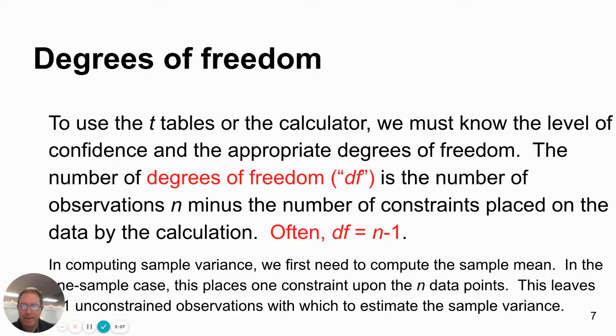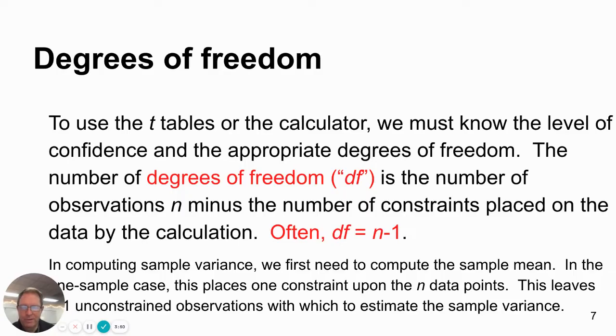Now, the T distribution is a family of distributions, as I said. When discussing T distributions, you must always specify the degrees of freedom. So let's talk about that. To use the T table or the calculator, we must know the level of confidence and the appropriate degrees of freedom. The number of degrees of freedom, abbreviated DF, is the number of observations minus the number of constraints placed on the data by the calculation. And I know that seems confusing, but in this chapter, degrees of freedom will be n-1, the size of the sample minus 1.